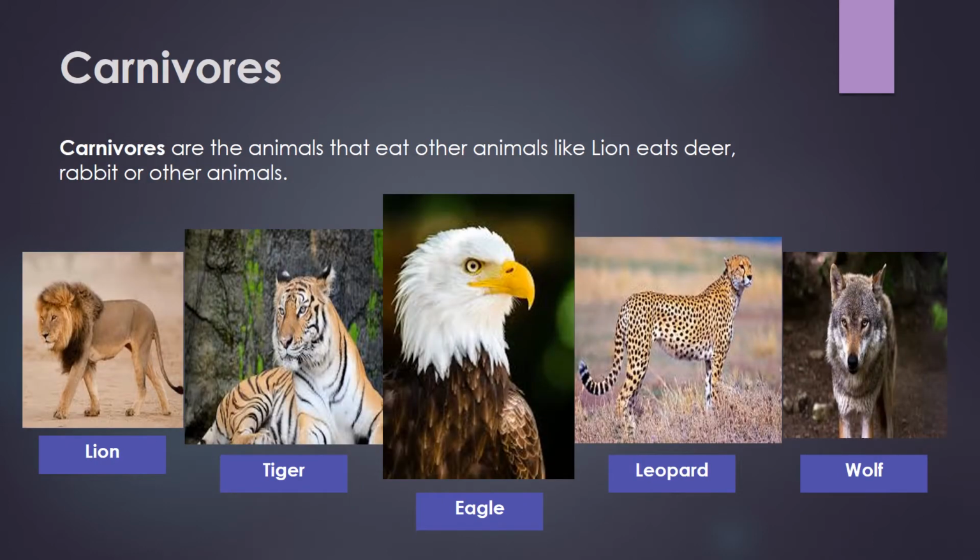Next come carnivores. Carnivores are the animals that eat other animals. For example, lion, tiger, eagle, leopard, wolf. These feed only on other animals. They do not feed on plants. That's why they are known as carnivores.